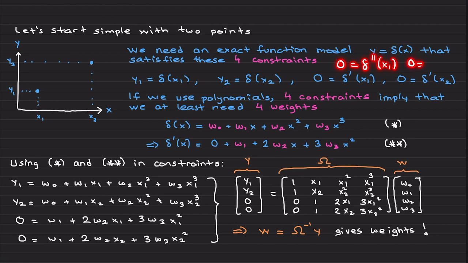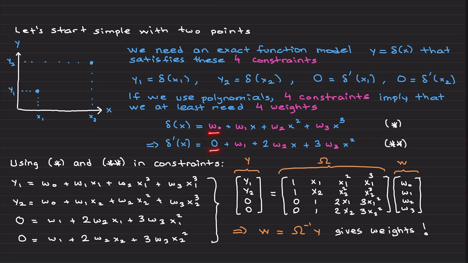x1 and 0 prime prime x2. In this case, you need to include w4 x to the power of 4 plus w5 x to the power of 5. You need 2 more weights because in this case you are going to have 6 constraints that will imply 6 weights. We also mention here that prime is basically taking the derivative with respect to x.